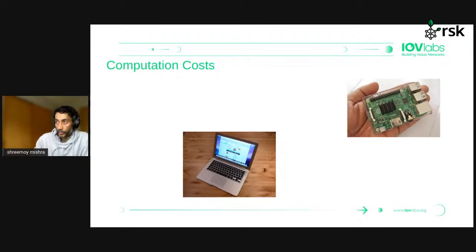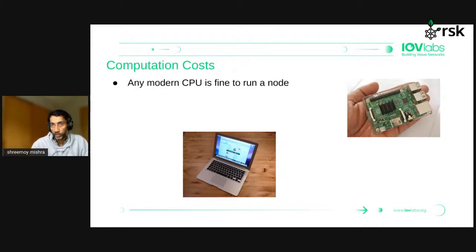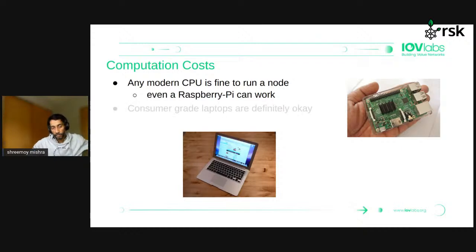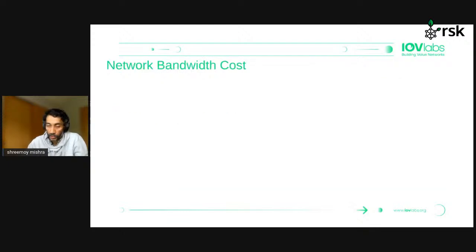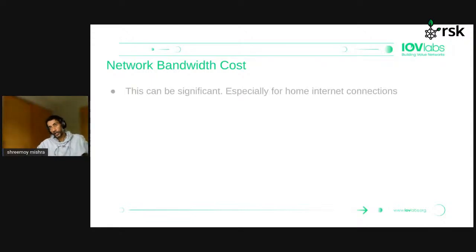And the computation costs are the lowest at this point. You don't really need fancy hardware in terms of a CPU. Most blockchains, RSK, and even Bitcoin especially, can be run even on a Raspberry Pi. You don't need a very powerful CPU, unless you want to run something like Solana. Solana is one of the rare blockchain networks that has very specific hardware requirements, like needing 32 threads or a lot of RAM. But for most blockchains, RSK, Bitcoin, Ethereum, you don't need a very powerful CPU. The second source of costs is the network bandwidth. And this can be significant for people running blockchain nodes like me from our homes.